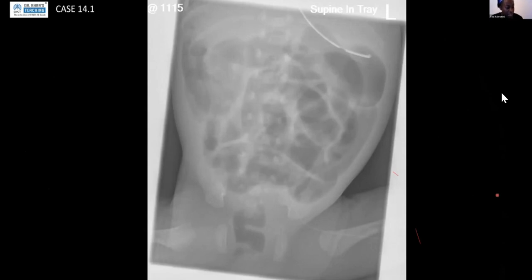So we're moving on to the next case. Candidate 3, do you want to have a go at this case? The findings are subtle, so if you don't get it, don't feel too bad.